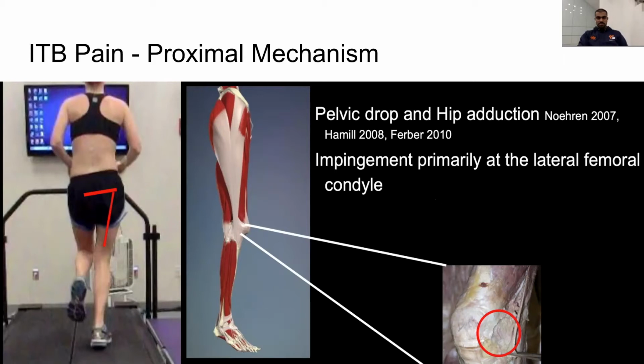Yeah, I guess with the ITB, do you still call it friction syndrome? Because I think what I read in the most recent literature is that the friction of the ITB is most likely not what's causing the issue, but it's the compression of the bursa that's lying underneath. Right. So it's more of a compression impingement syndrome rather than an ITB friction.